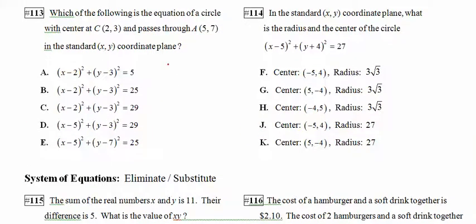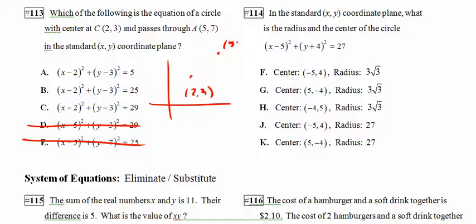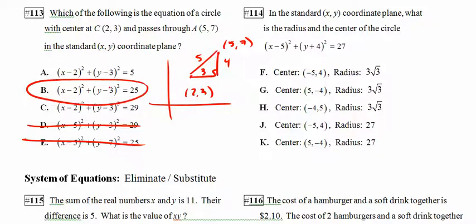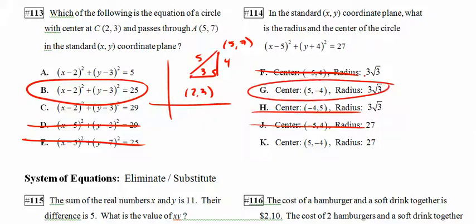Another one where I need the distance formula. The center's at 2, 3, so it can't be this or this. So from 2, 3 to 5, 7. 2 to 5 is 3. 3 to 7 is 4. The radius is 5. Square it. Done. This one gives it away. The center's at 5, negative 4. 5, negative 4. So it's one of these. And take the square root. I get 3 root 3 for the radius.